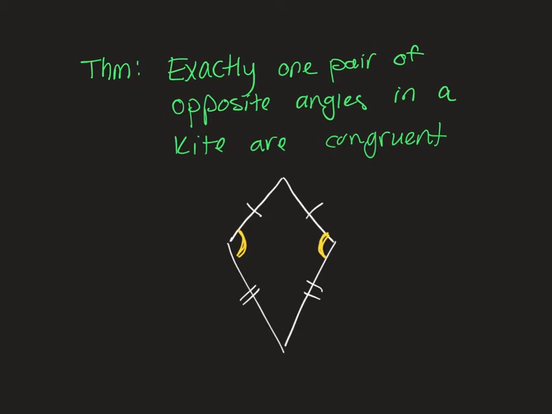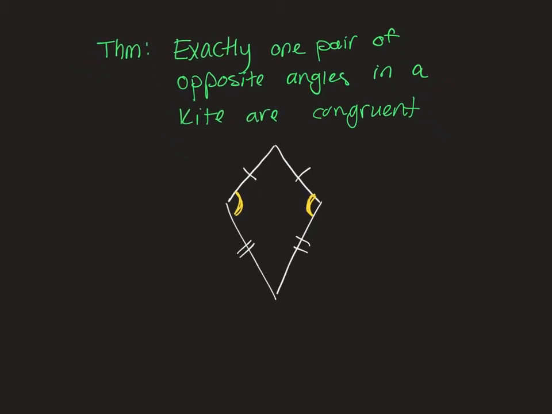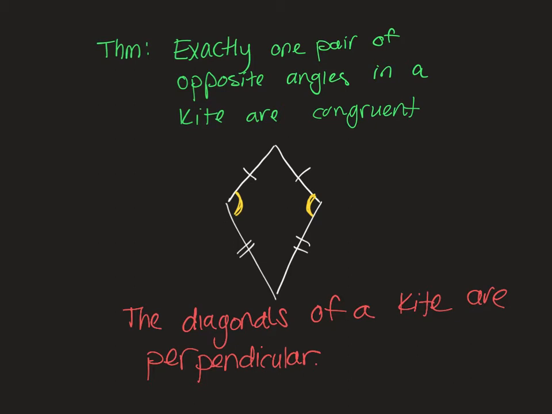The other theorem that we have about a kite is that the diagonals of a kite are perpendicular. So the diagonals of a kite are perpendicular, so that means that when I go from here to here and from here to here, those form right angles.